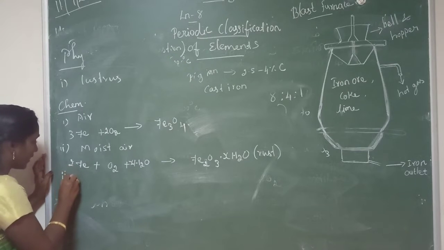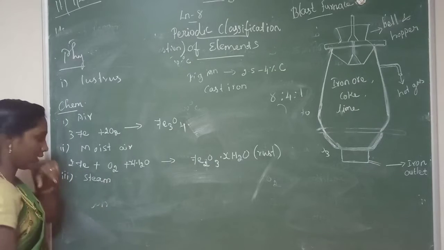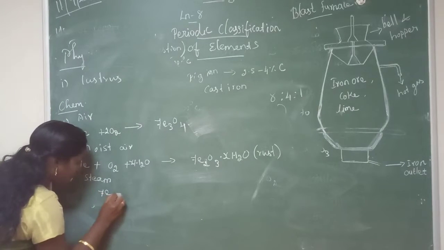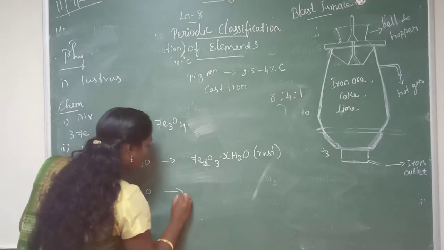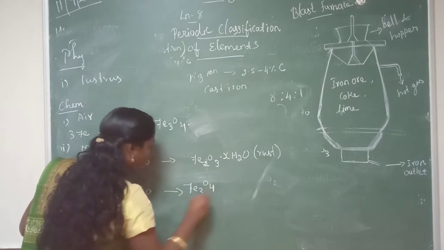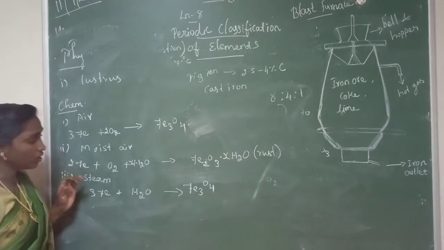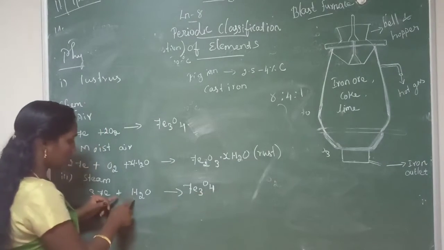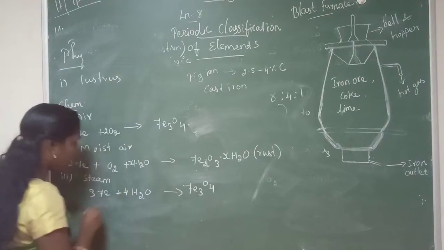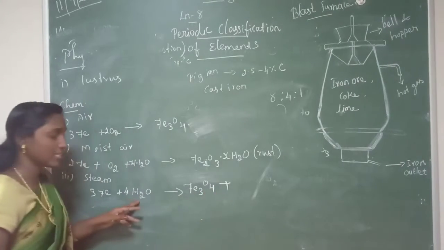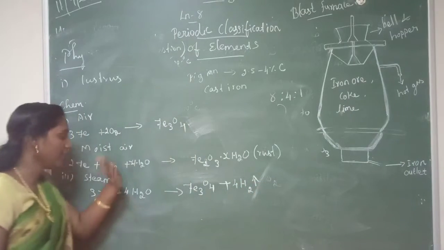Then next, the third reaction, reaction with steam. Reaction with steam means iron reacts with water vapor. So Fe plus H2O forms Fe3O4, iron oxide. Here 3 iron, so here also 3. Then how many oxygen? 4 oxygen. But here only 1 oxygen is there, right? So we write 4 here. How many hydrogens are there? 8 hydrogen. That hydrogen will be liberated.